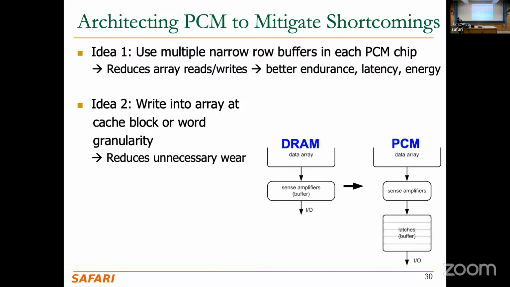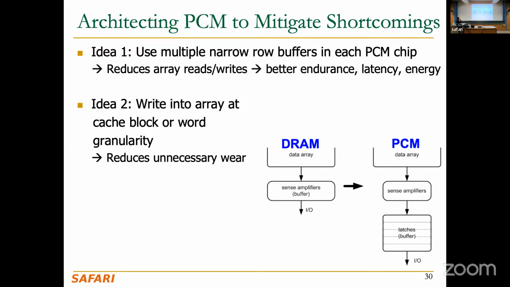What we don't need here for the PCM is this: for DRAM, we need the sense amplifiers for the array cells in the row, but for the PCM, we don't really need that. So if we remove that sense amplifier part, we can have more space to use multiple narrow row buffers in the PCM chip. Then we can reduce the array reads and writes to achieve better performance, reduce the endurance problem, and also save energy.